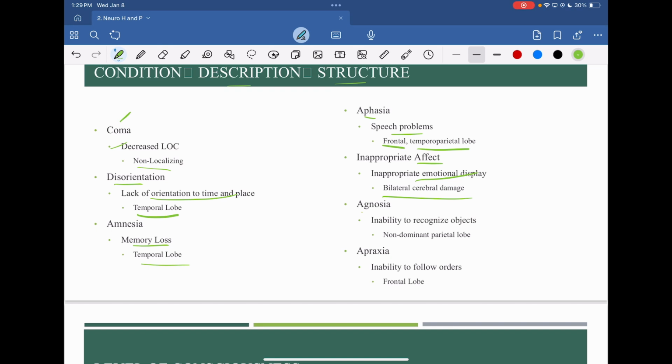Agnosia, inability to recognize objects, involves the non-dominant parietal lobe. So that's where dominance comes into play. If the patient is right-handed, they are left-sided dominant. So if someone comes in with agnosia and I'm right-handed, so my left hemisphere is dominant, I have to look at the right side. This is my non-dominant hemisphere. Apraxia, inability to follow orders, is your frontal lobe.